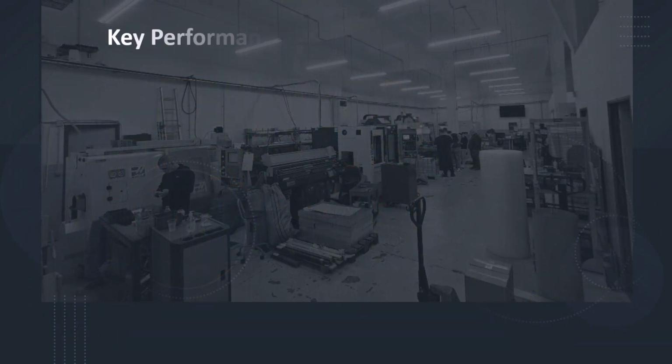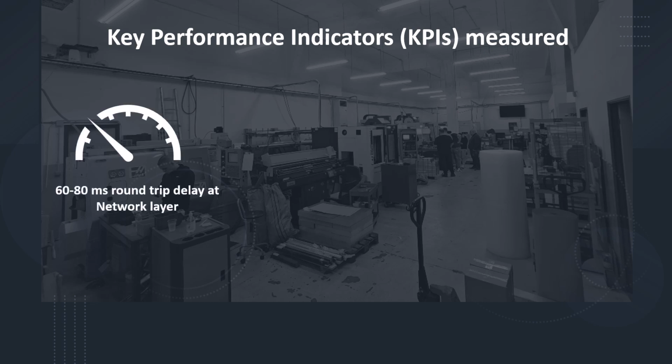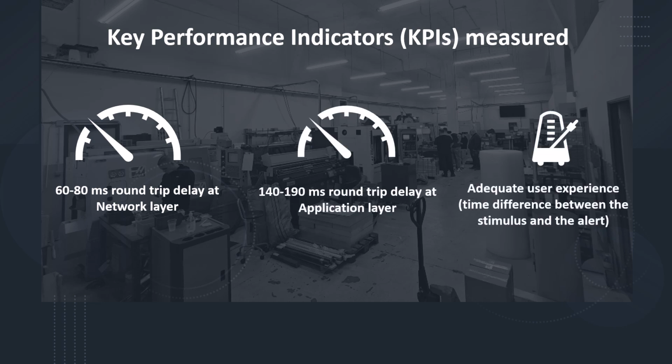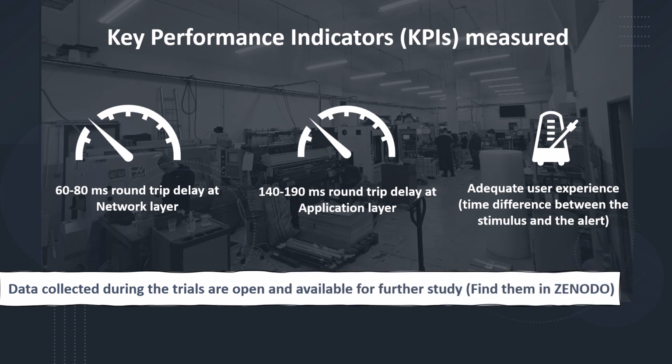Indicative key performance indicators (KPIs) that were measured during the tests are 60 to 80 milliseconds round-trip delay at network layer, 140 to 190 milliseconds round-trip delay at application layer, as well as adequate user experience, given an unobservable time difference between the stimulus and the alert. All the data collected during the trials are open and available for further study. Find them in Zenodo.